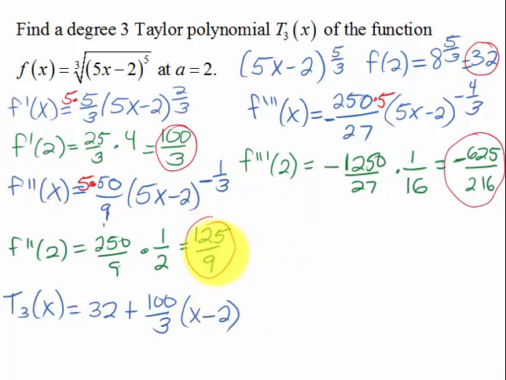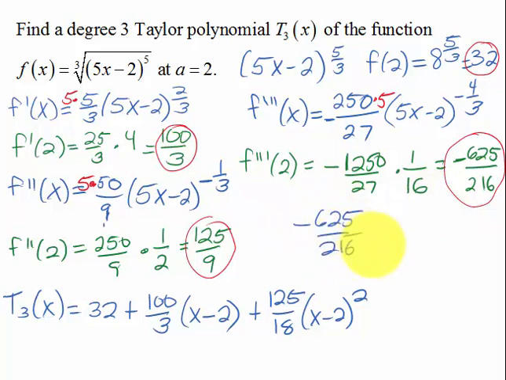And then our next term is going to be 125/9, but also over 2 factorial, so that's going to make that plus 125/18, and that's x minus 2 squared. And then our last term, we're going to have negative 625/216, but then we also have 3 factorial, which is 3 times 2 here. So that's going to be negative 625 over 1296 and x minus 2 to the third.